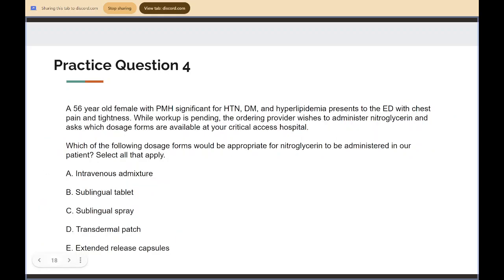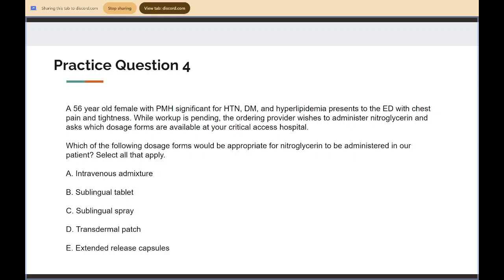Now let's talk about the last practice question. A 56-year-old female with past medical history significant for hypertension, diabetes, and hyperlipidemia presents to the ED with chest pain and tightness. While workup is pending, the ordering provider wishes to administer nitroglycerin and asks which dosage forms are available at your critical access hospital. Which of the following dosage forms would be appropriate for nitroglycerin to be administered in our patient?